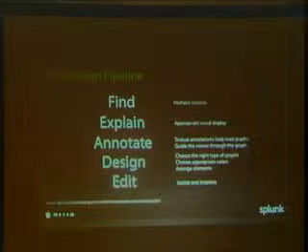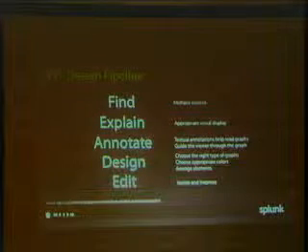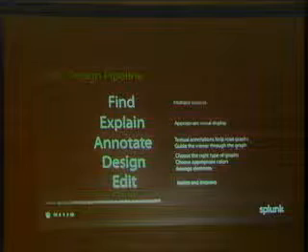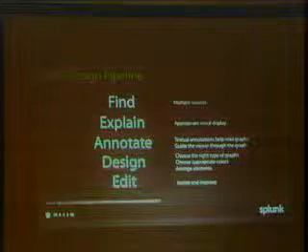And then go on and edit. This is an iterative process. Go back. Maybe you need more data because something might not make sense, or you might have to verify the data you have. So go around on this pipeline.